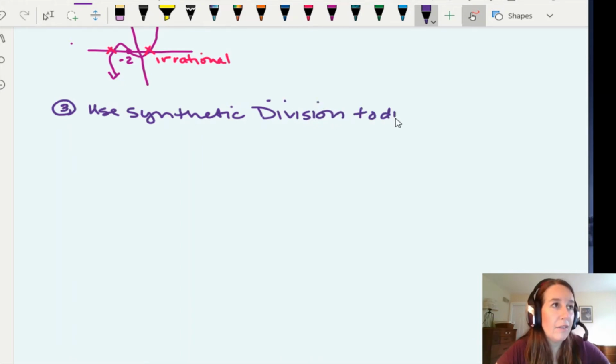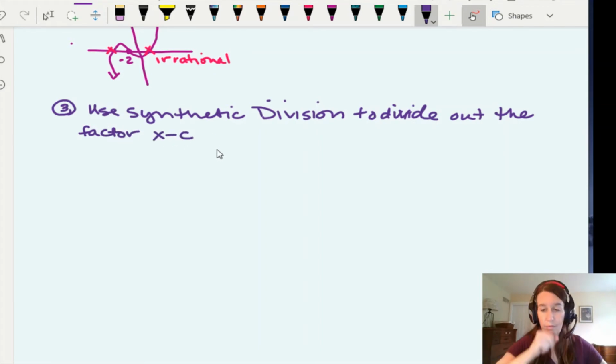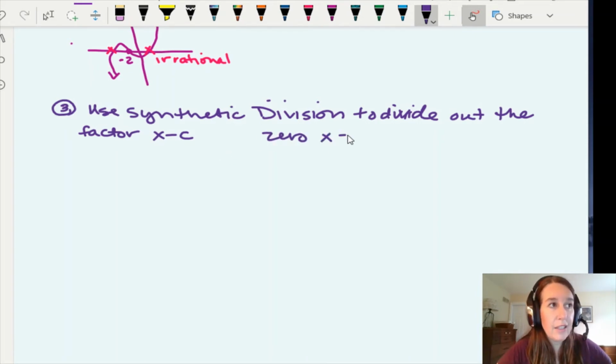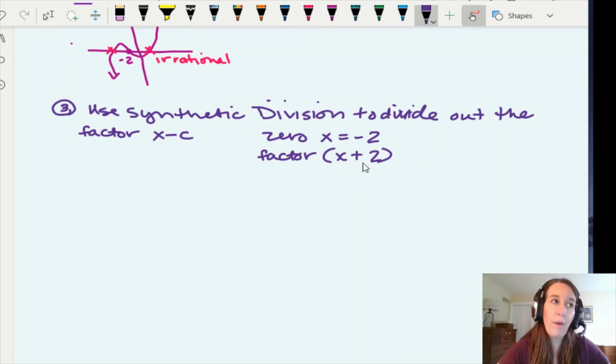To divide out the factor x minus c. Okay, excuse me. So we have the 0 at x is equal to -2. So the factor that we would be dividing out is x plus 2, right? That's the factor, if it was in factored form, that we already know because we know the 0 is -2.